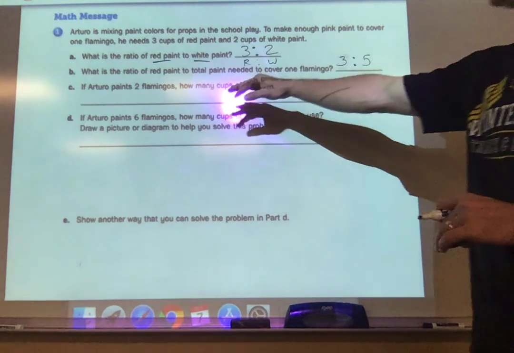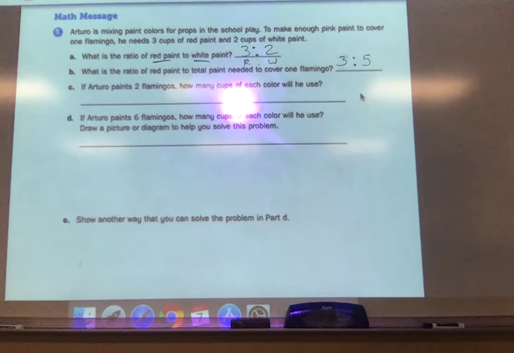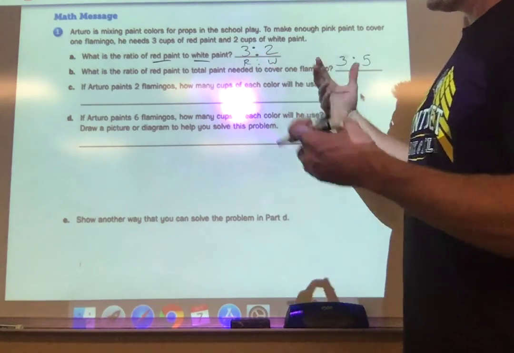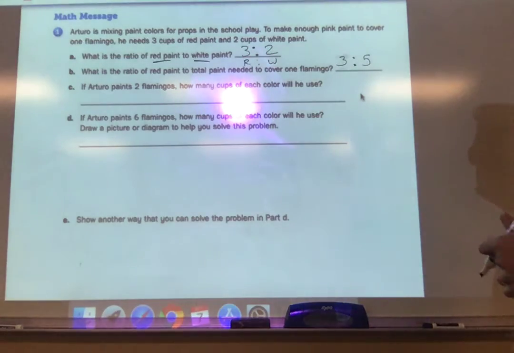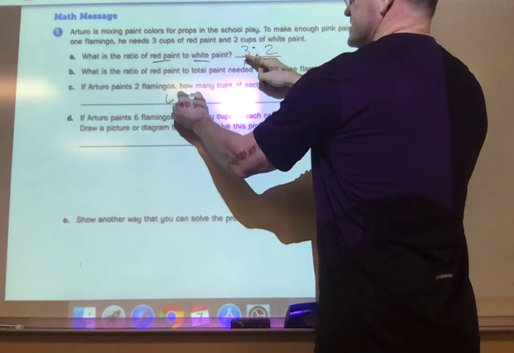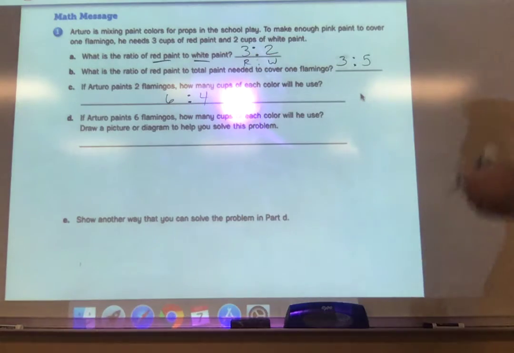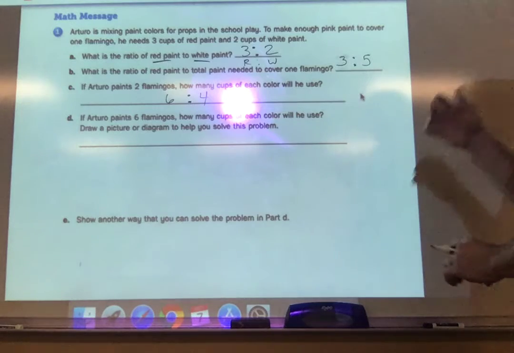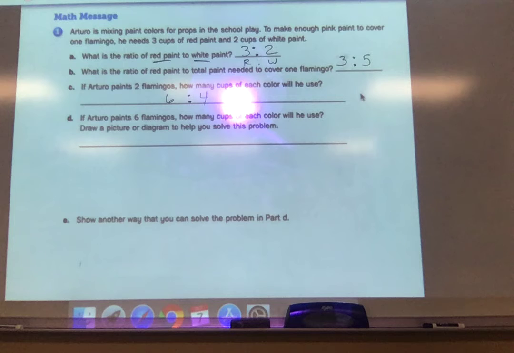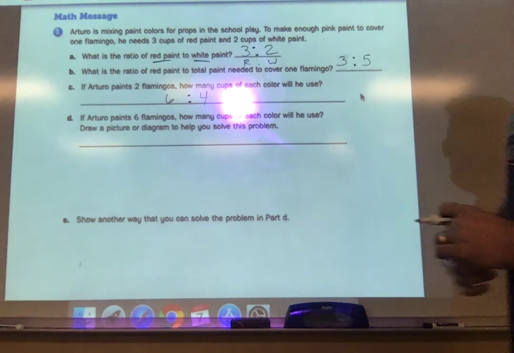C: if Arturo paints 2 flamingos, how many cups of each color will he use? Well, I know one is 3-to-2, so I can do what we talked about the other day and double these because I'm doing 2. That would change to a 6-to-4 ratio. If I do 3-to-2 twice, that gets me a 6-to-4 ratio. So we could do it that abstract way. I could draw pictures and use tiles too, but it should be pretty easy to double in that case, so I'd probably use that strategy.